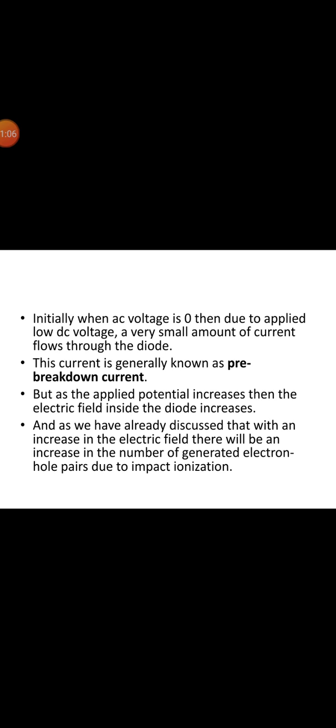Initially, when the AC voltage is 0, then due to the applied low DC voltage, a very small amount of current flows through the diode. And this current is generally known as the pre-breakdown current. But as the applied voltage increases, the electric field inside the diode increases. And as we have already discussed, with an increase in electric field, there will be an increase in the number of generated electron hole pairs due to impact ionization.